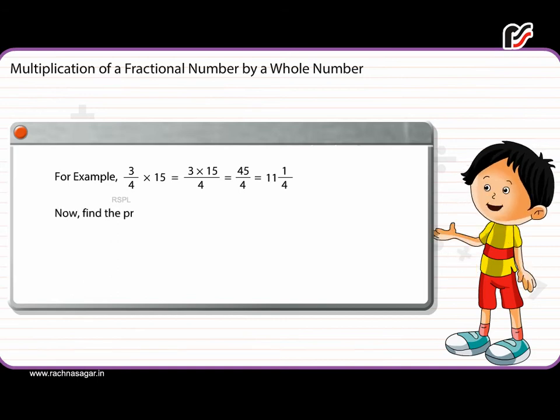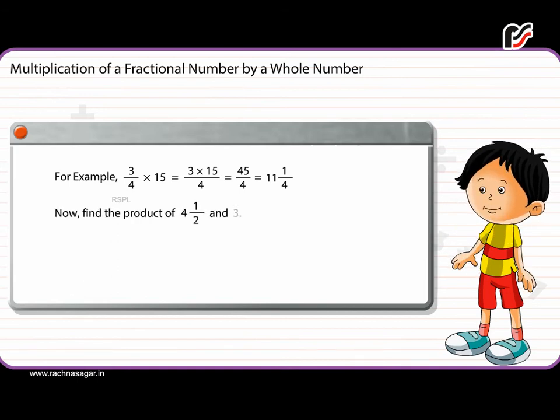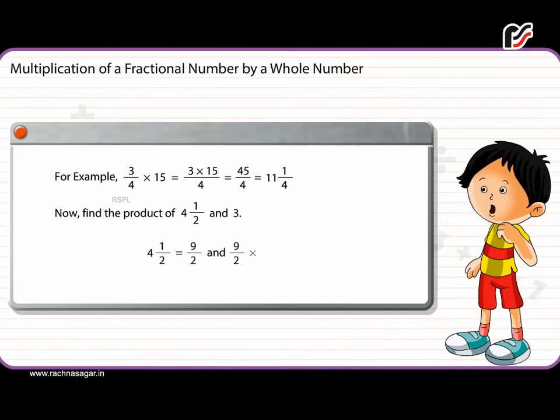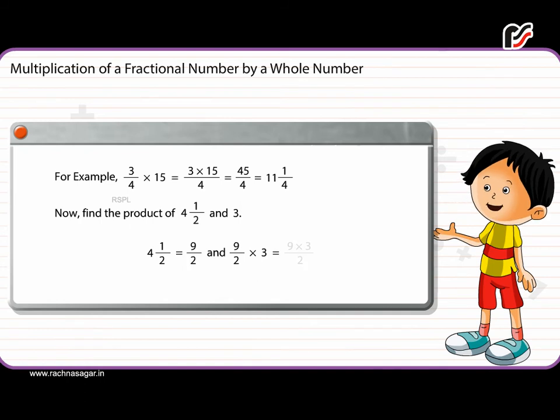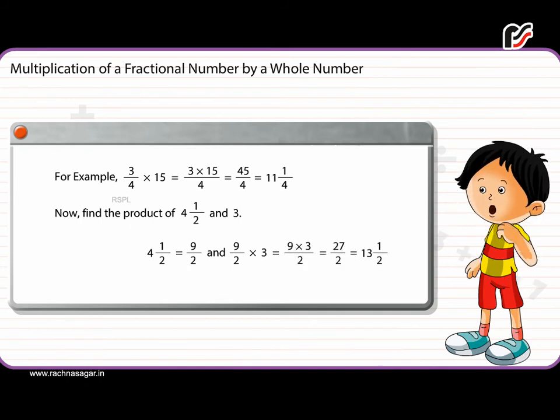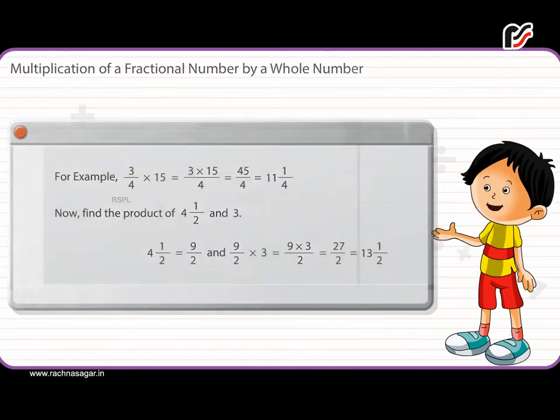Now, find the product of 4 1 by 2 and 3. 4 1 by 2 is equal to 9 by 2, and 9 by 2 multiplied by 3 is equal to 9 multiplied by 3 whole divided by 2, is equal to 27 by 2, is equal to 13 1 by 2.